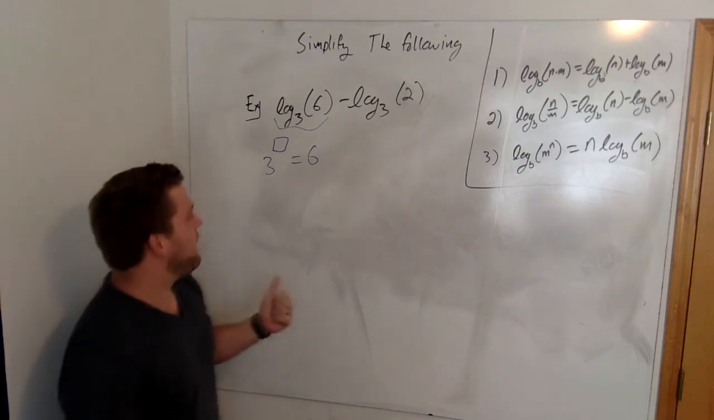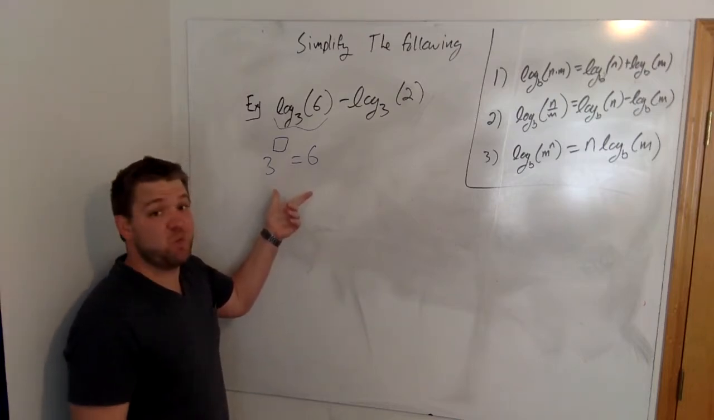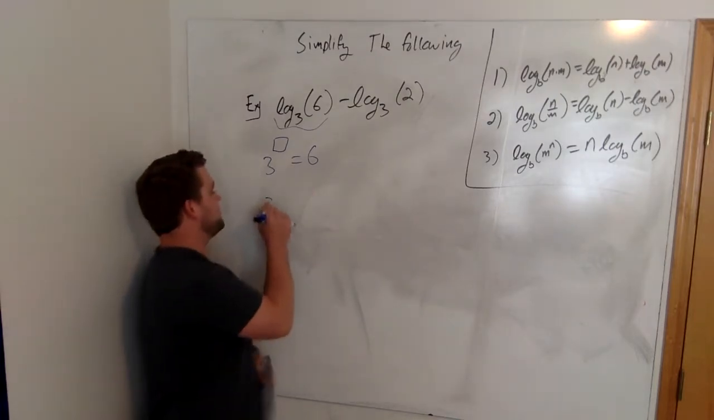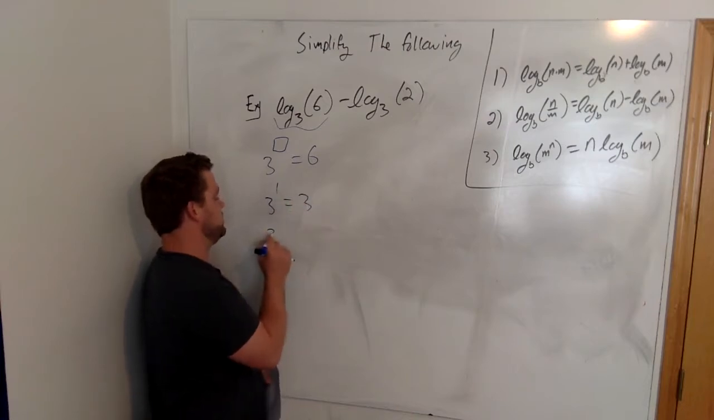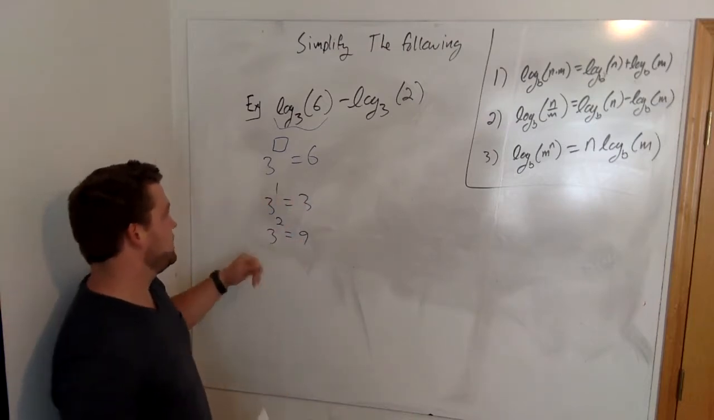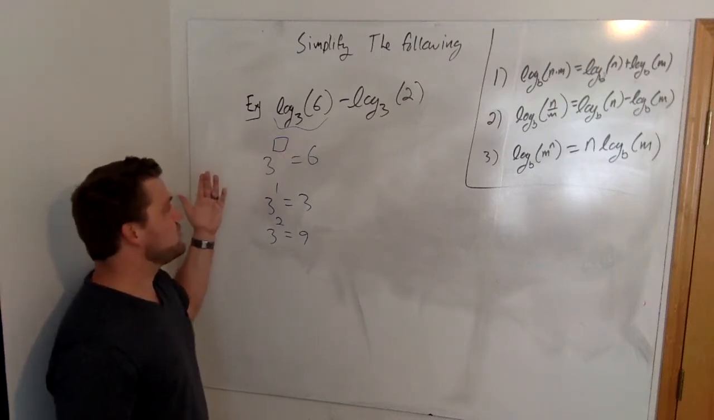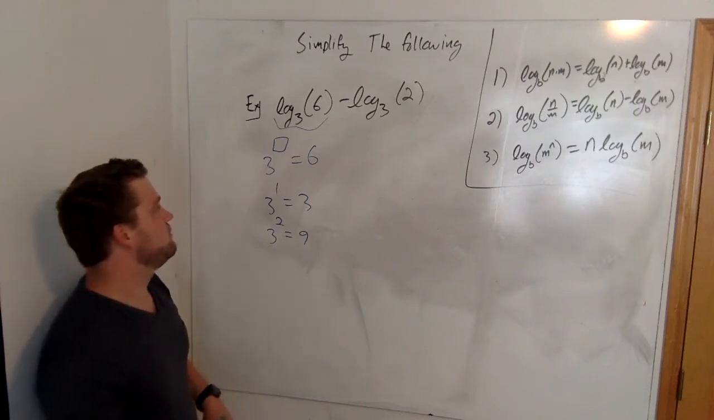Well, 3 to the first power is 3, and 3 squared is 9, so it's got to be a number between 1 and 2. So since 6 is between 3 and 9, log base 3 of 6 has to be a number between 1 and 2. I don't know exactly what number it is. This is hard to figure out.